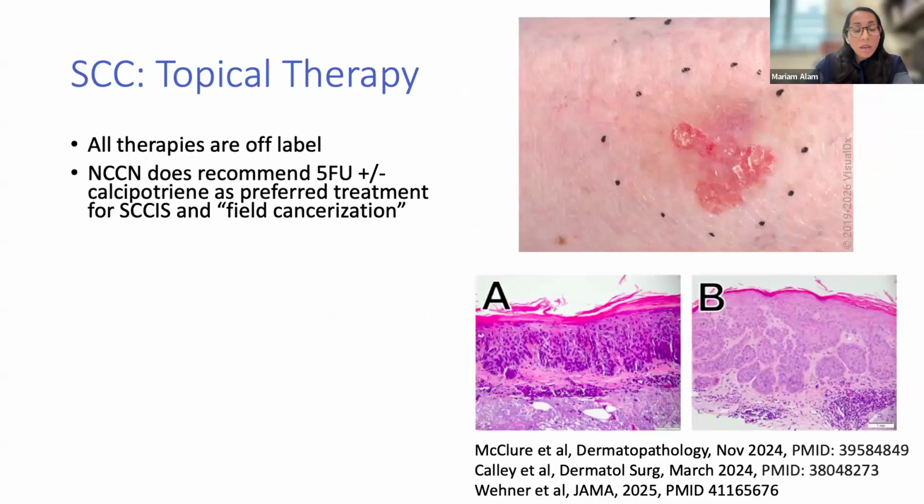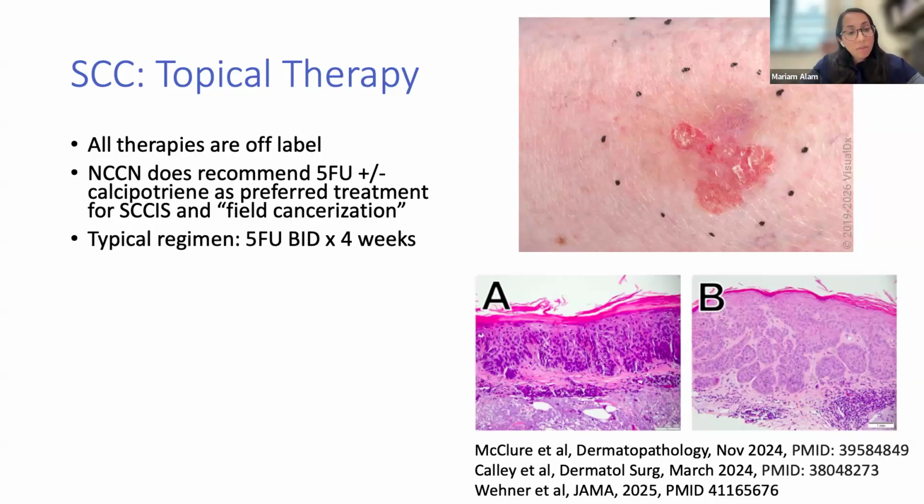For squamous cells, all topical treatments are off-label. However, the NCCN does recommend 5FU plus or minus calcipotriene, which is a vitamin D analog, as the preferred treatment for squamous cell in situ. So squamous cells that involve just the top layer of the skin rather than invading down into the dermis. And for people with field cancerization, what field cancerization means is patients who have confluent actinic keratosis. So people have a lot of sun damage that is either pre-skin cancer or evolving into squamous cell in situ, where they have just the top layer of the skin.